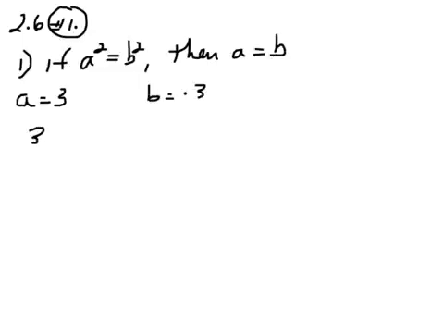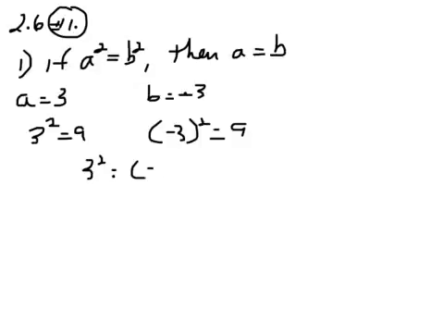Well, what's 3 squared? It's 9. What's negative 3 squared? It's 9. So 3 squared is equal to negative 3 squared, but 3 is not equal to negative 3. There's an example right there. That's all you have to do, really, is show that.